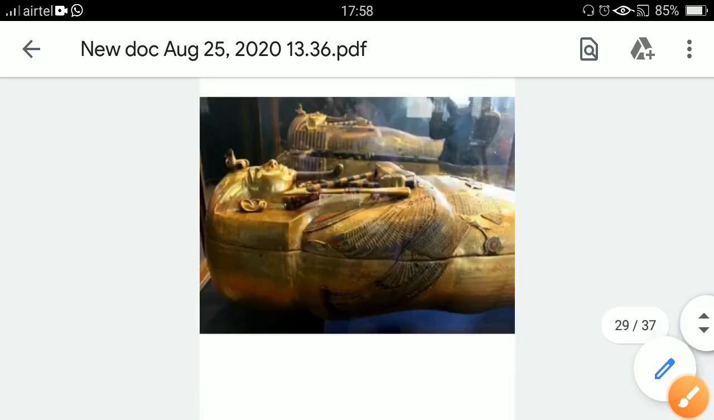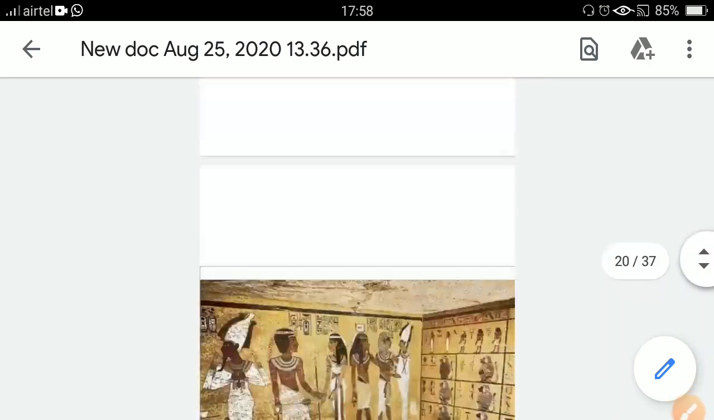These were the pictures and terms that I explained. Thank you.